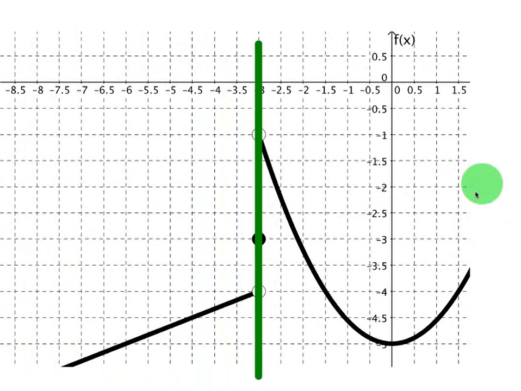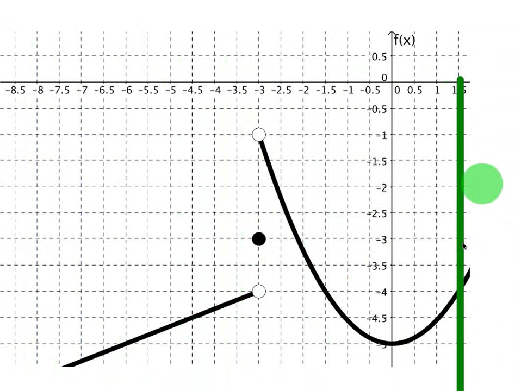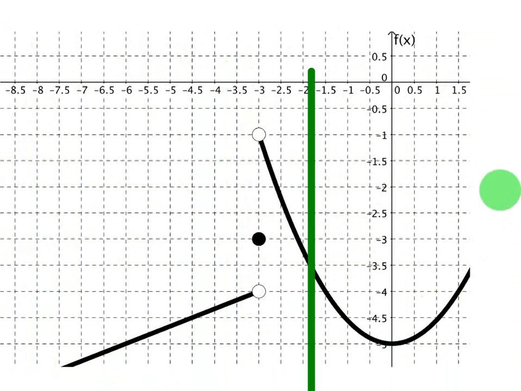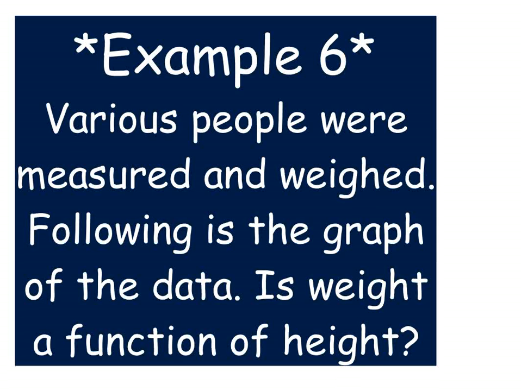Let's keep scanning. Touching once, once, once. Always only touches once. So this is definitely a function. Never touches twice, okay? So therefore, every input only has one output, and so it is a function. Let's look at another example. This is a practical example.